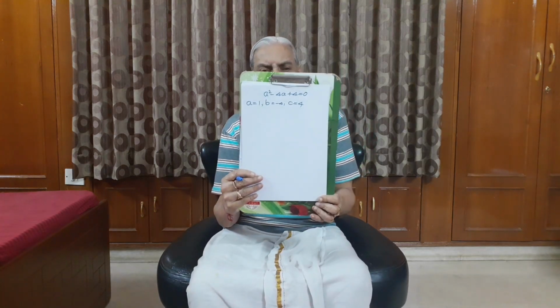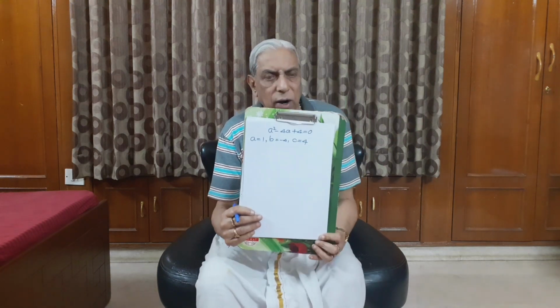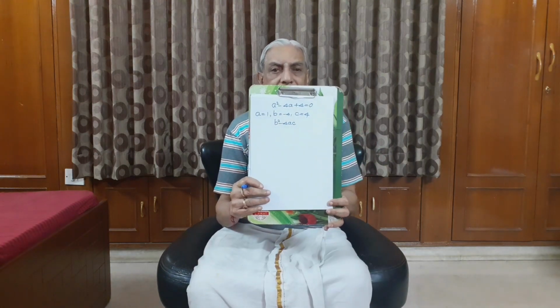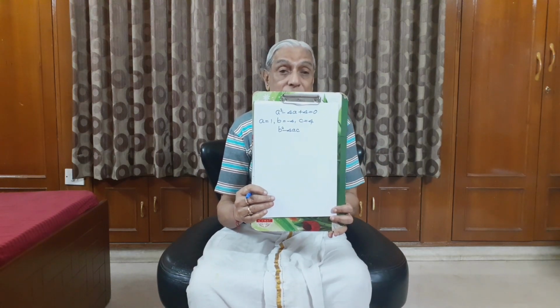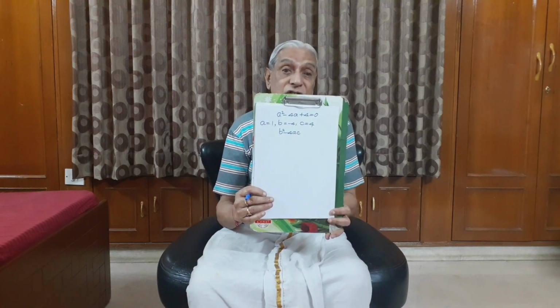Now, A equals 1, B equals minus 4, C equals 4. Then what is to be found out? The value of B squared minus 4AC. What do you call that one? It is called the discriminant. Again, that will decide the nature of the roots.